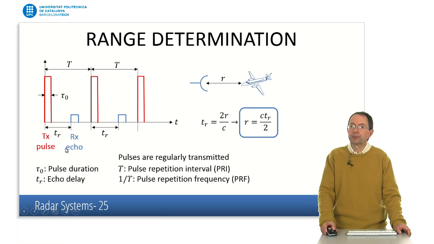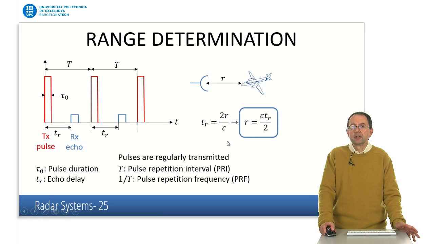The range determination is pretty straightforward. We transmit a short pulse, and we receive an echo after some time. If we measure this echo delay, then we know the range, because the delay is related to the distance which the signal has traveled, which is twice the distance between the radar antenna and the target. We have to go and then go back towards the radar, and if we divide by c, the speed of light, that's the delay. So we can invert this expression, and then we know the range of the target.